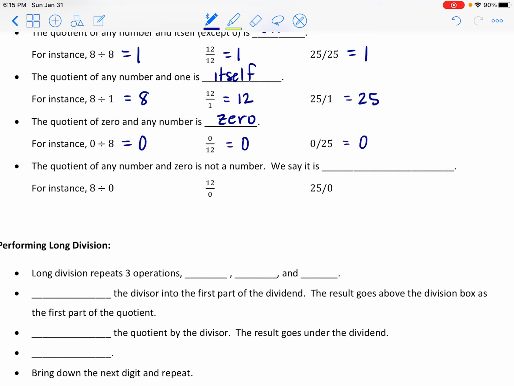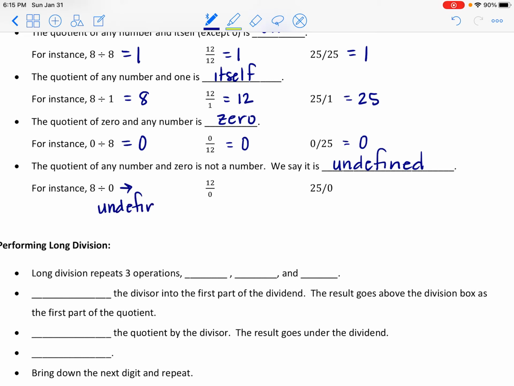There is no number for a quantity divided by 0. We say that that is undefined. It has not been defined for us as an actual number. In fact, if you try to put it into your calculator, it's going to give you an error or say that it's undefined. So 8 divided by 0 here, we wouldn't say equals, because it doesn't equal anything, right? We would say this is undefined.